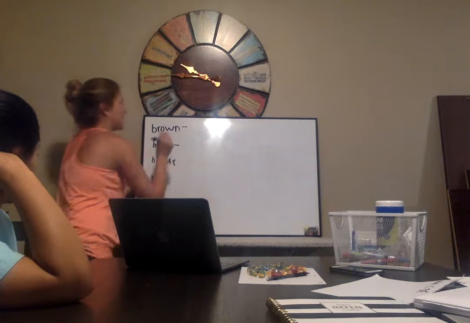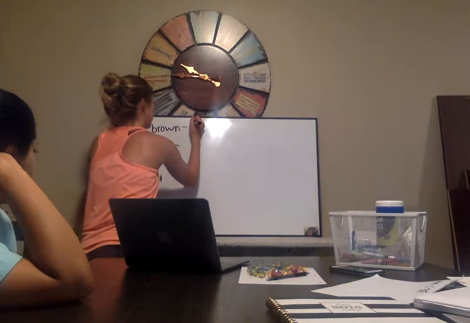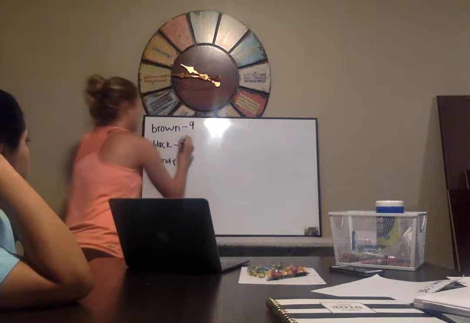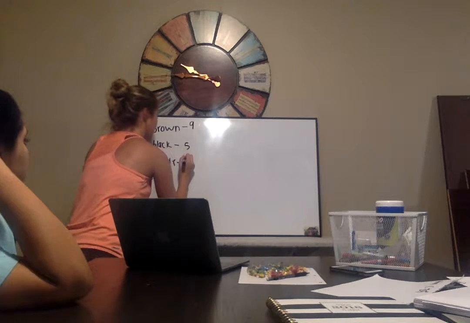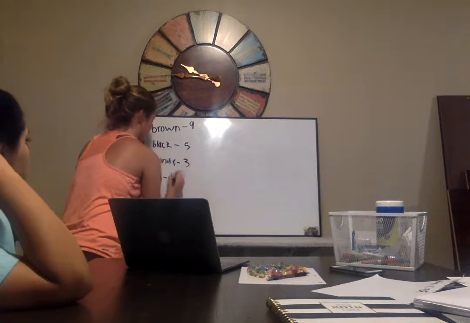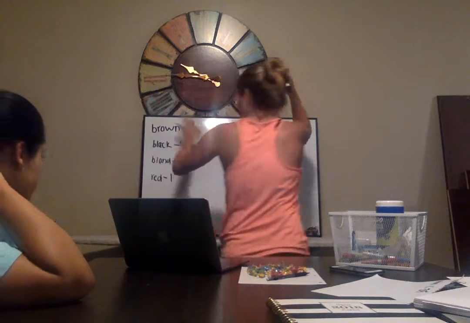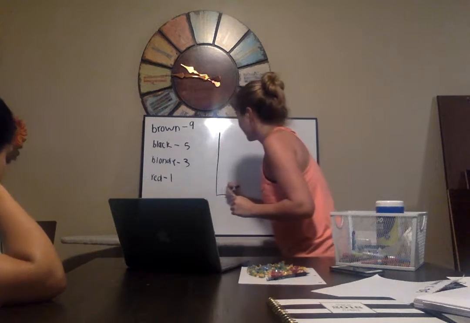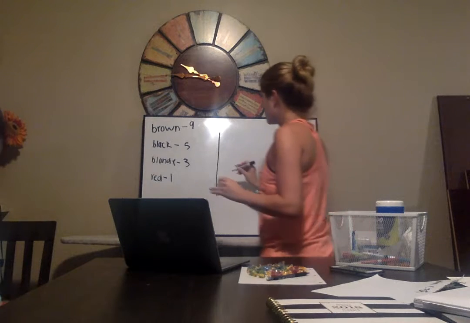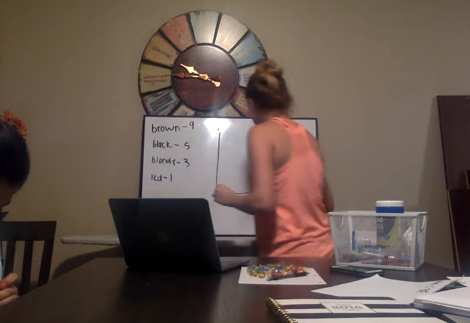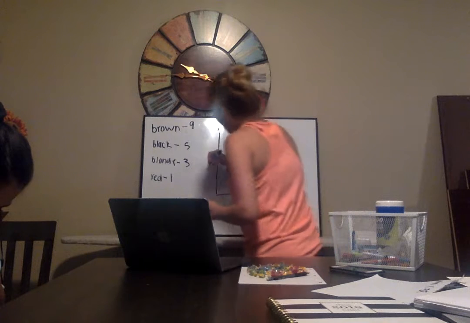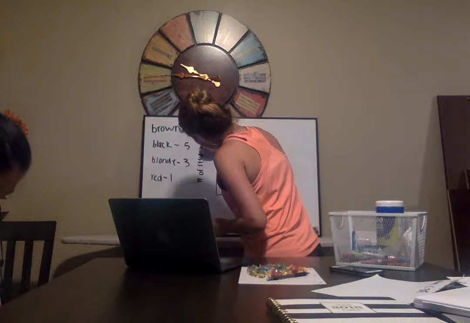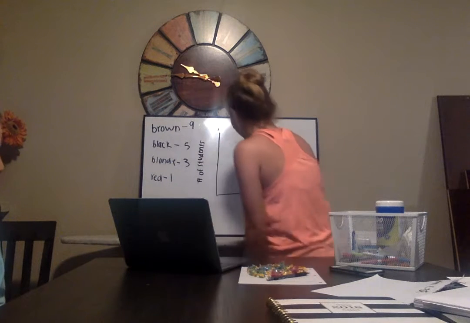So we said 9 students had brown hair. And 5 people had black hair. Blonde was 3 and red was 1. Okay, so we know we have our data right here. Let's draw our graph. Tell me if I am doing this right or if it is wrong. And please tell me why if it is so wrong.